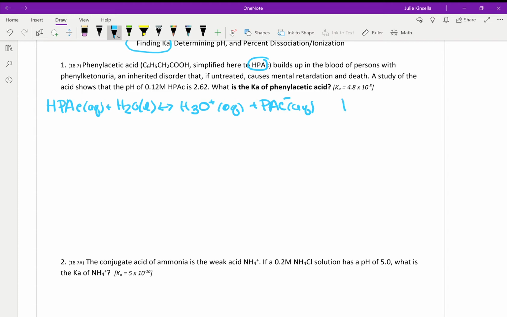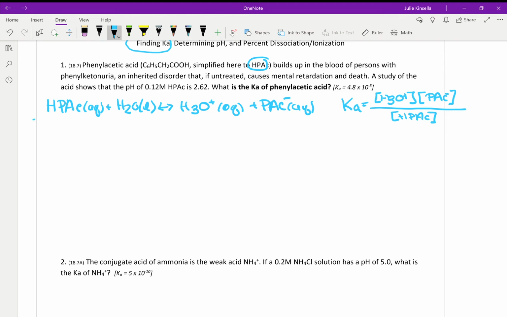Our Ka expression is our products over our reactants. So we're going to have our H3O plus, the PAC minus, over the initial weak acid concentration. As you can see, I purposely left out the H2O because it's a pure liquid, so it's not going to go into our expression.